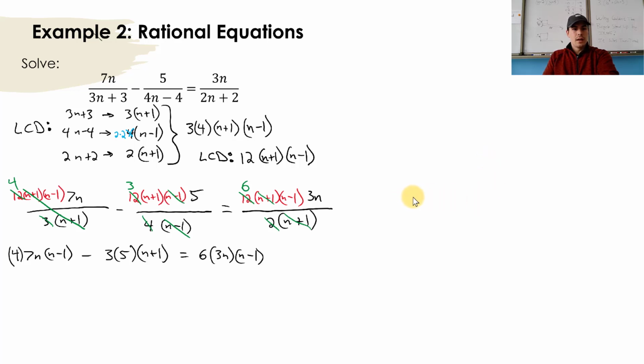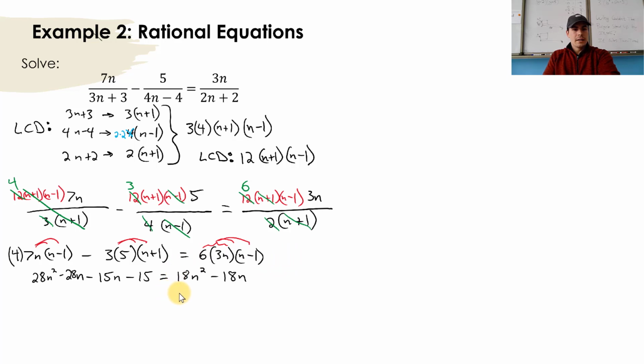I'm going to be left with 4 times 7n times n minus 1, minus 3 times 5 times n plus 1, is equal to 6 times 3n times n minus 1. Now, if for some reason you get to this step and you still have fractions, then you've made a mistake with your LCD and you need to go back and take a look at that. Or you made a mistake with simplifying and maybe something else simplifies that you missed. But at this point, we should be getting rid of all of our fractions. So now we can go ahead and solve this. We'll start by distributing all of our terms.